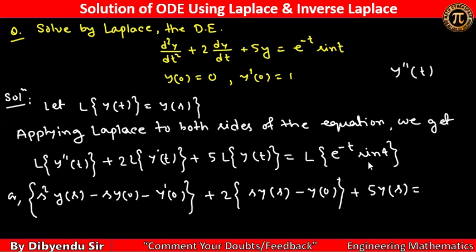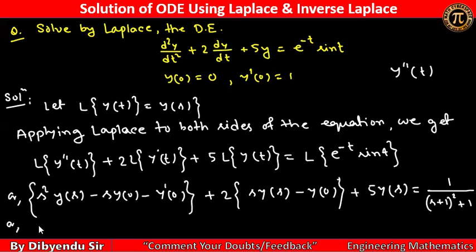Now Laplace of e to the power minus t sin t. First tell me what is the Laplace of sin t? 1 by s squared plus 1. And here e to the power minus t is multiplied, which means you can apply the first shifting property. For e to the power at multiplied, s will be replaced by s minus a. Here a equals minus 1, so s will be replaced by s plus 1. So the result will be 1 by (s plus 1) whole squared plus 1. Clear? Now you just have to simplify this.